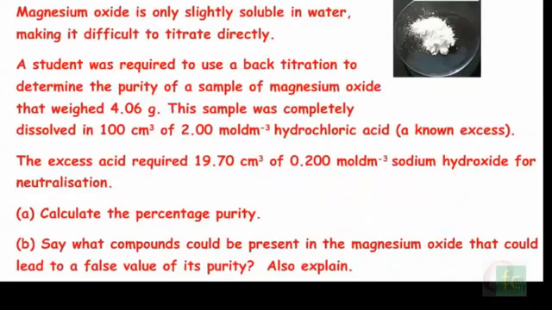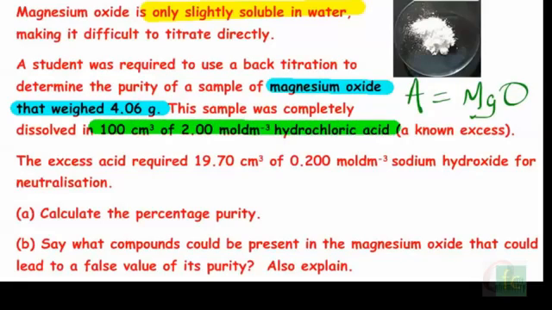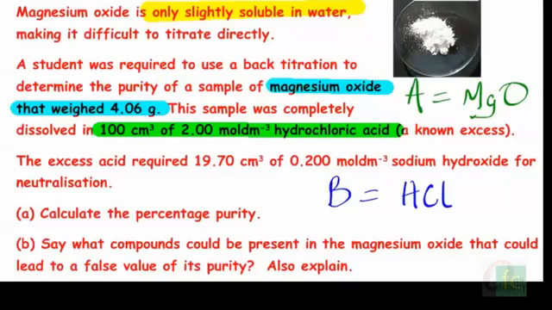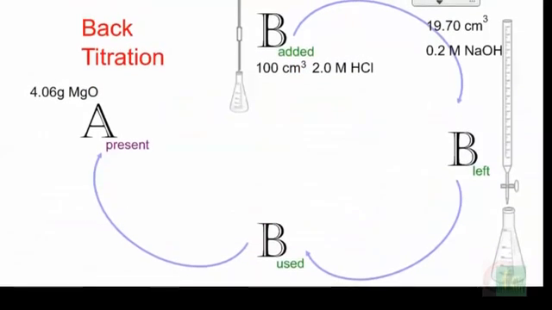So pause here and take down the details of this first of 3 back titrations that we're going to look at. It involves magnesium oxide, that's only slightly soluble in water, so it's our chemical A, so to speak. And we have 4.06 grams of an impure sample of magnesium oxide. Chemical B, the one that we refer to as known excess, is 100 cubic centimeters of 2 molar, or 2 mole per cubic decimeter, HCl. And the titrant, sodium hydroxide, 19.70 cubic centimeters is the average titer, concentration 0.200 mole per cubic decimeter.